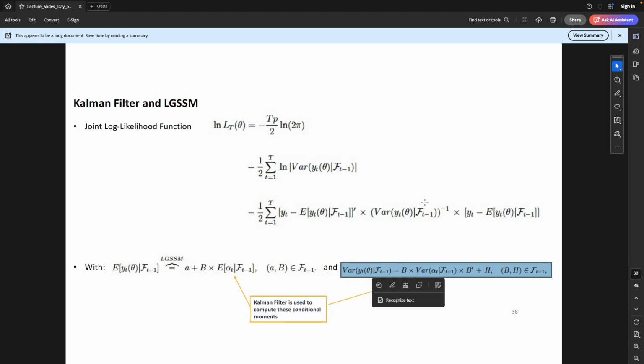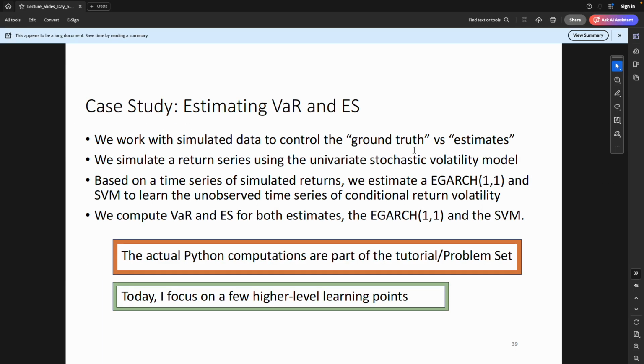So if that's not the case, then I continue with the case study. And the case study is something you will see in the next problem set. So we will work with simulated data in order to control the ground truth versus the estimates. That's something you should really be doing also in the future. Chapter 2, I think, in the Bishop machine learning book says the same. You want to test your algorithms with simulated data.